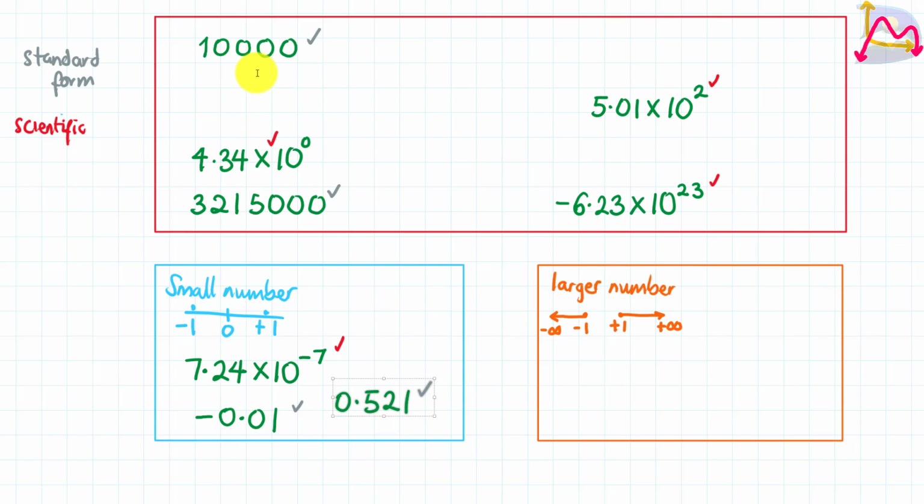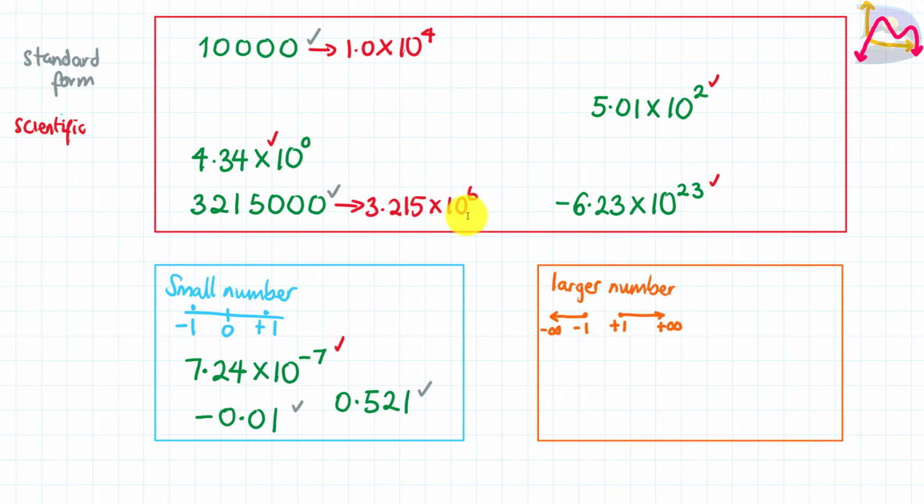Next, the rest. This one is written as standard form. It has a 1 and zeros, with no decimal point. If you want it as scientific notation, it is going to be written as 1.0 times 10 to the power of 4, counting 1, 2, 3, 4. That is your scientific notation for the standard form. Next is this one. If you change this to scientific notation, we have 3.215 times 10 to the power of 6, counting 1, 2, 3, 4, 5, 6, and that is it.